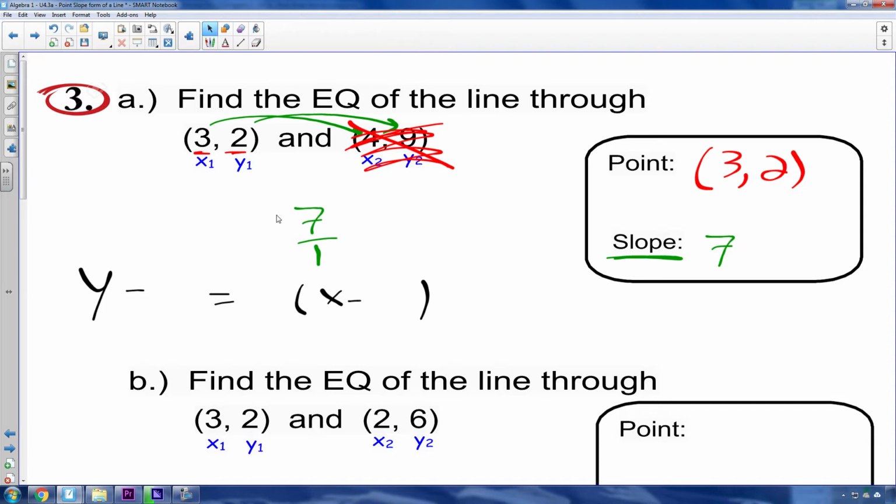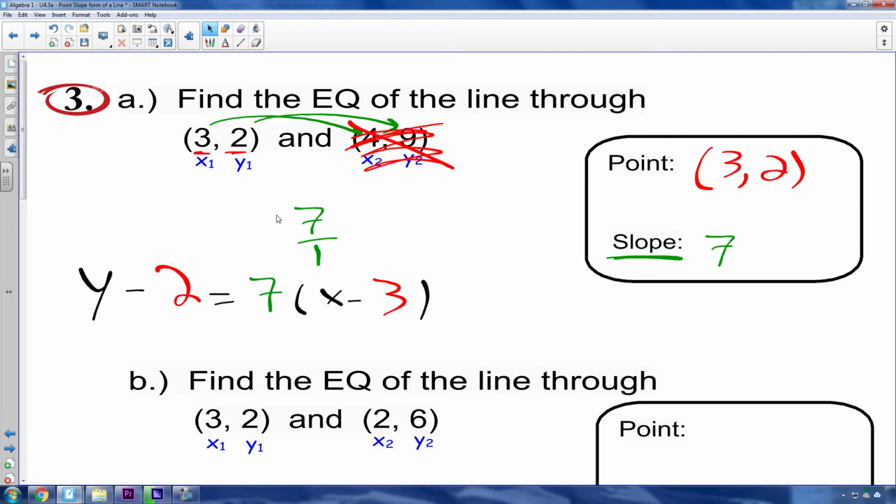So now look in the box, the blob over to the right there, and substitute the point in. Y minus the y value is 2, x minus the x value is 3, and the slope goes out front, which is here. So this is point-slope form. This is how you do it.